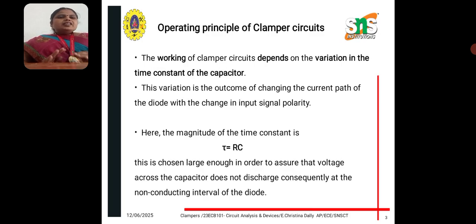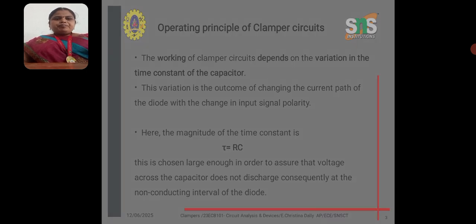The main thing is that the working of clamper circuits depends upon the time constant of the capacitor, so tau is equal to RC. That has been chosen large enough to assure that the voltage across the capacitor holds, while the diode changes its current path with the change in the input signal polarity. So this is the magnitude of the time constant, tau is equal to RC.